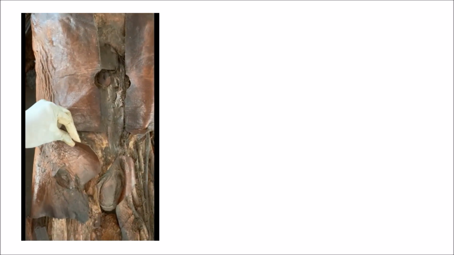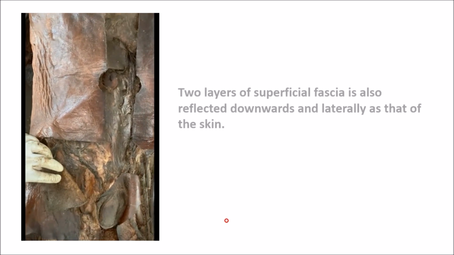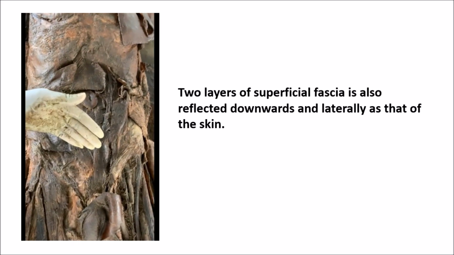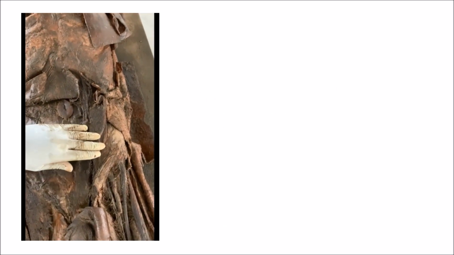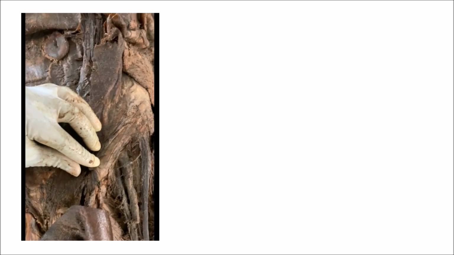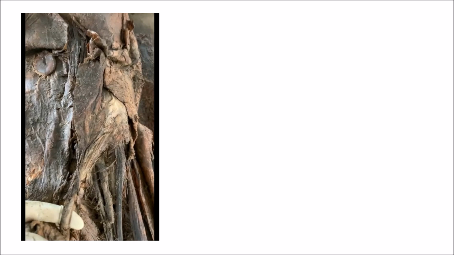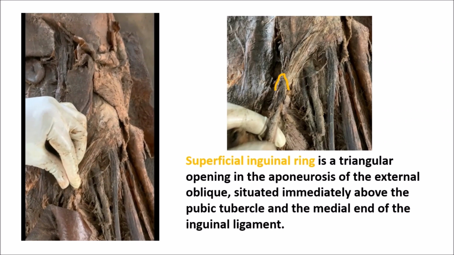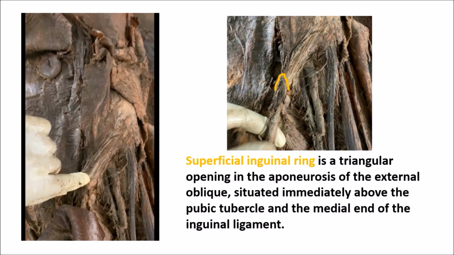Now I reflect the triangular flap downwards and laterally, as we reflect the skin on both sides. Now this is the aponeurosis of the external oblique, and as we see, this is the spermatic cord, and here is the superficial inguinal ring, which is an opening in the external oblique aponeurosis.